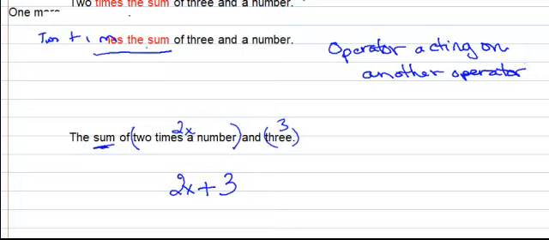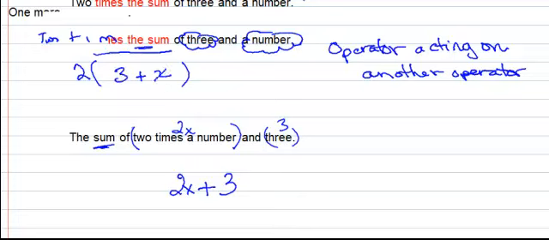So 2 times the sum. And what it does, times the sum, we know that we've got a sum in there, so we're adding. And we're multiplying 2 times a sum. What are we adding? We're adding 3 and a number. So the times the sum is a clue. It's an operator acting on an operator. And the clue, or the thing that it's telling us is we're going to need a parenthesis for that.